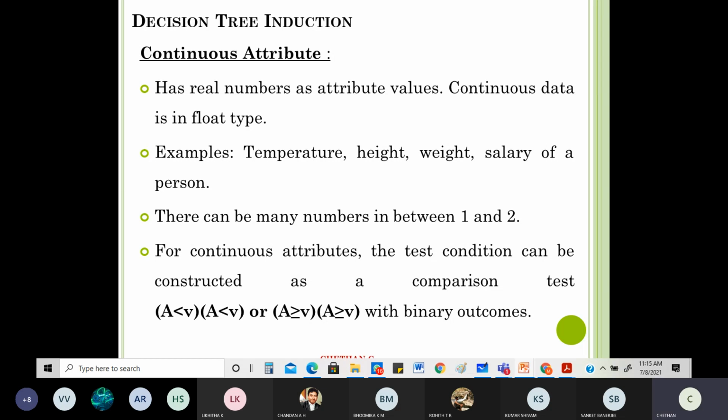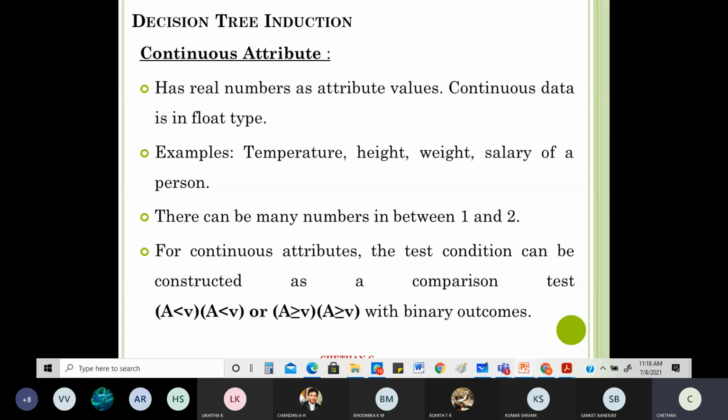Okay, now what is the thing to be kept in mind here? You think of something like temperature, height, weight, salary of a person. All these things are known as continuous values. How? Because they can be any number between 1 and 2. Now, what is the meaning of there can be many numbers between 1 and 2?